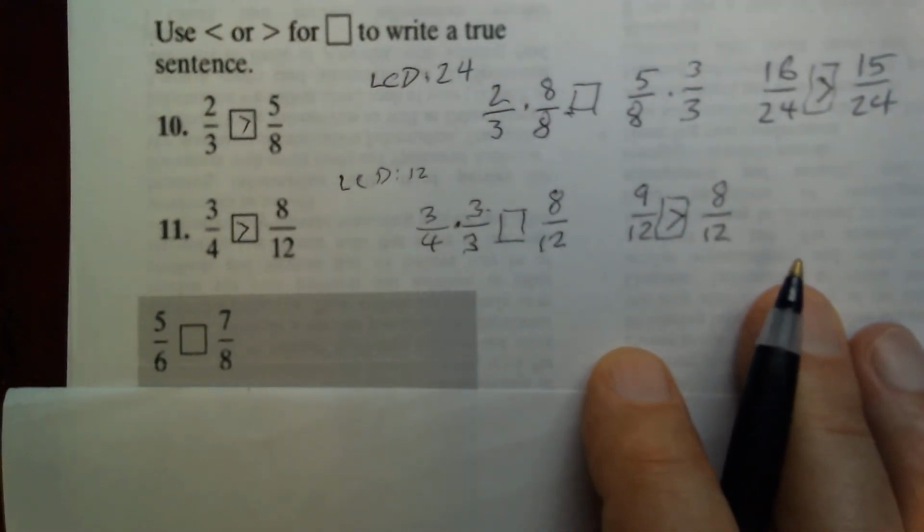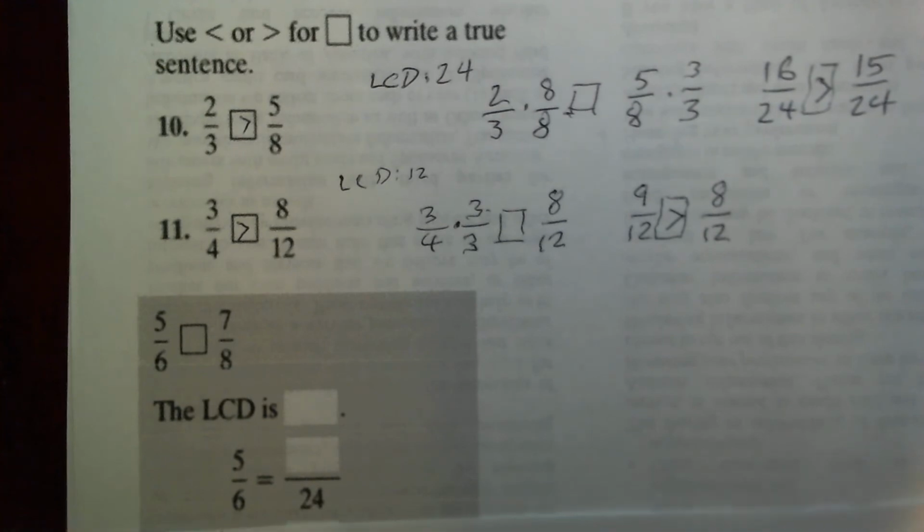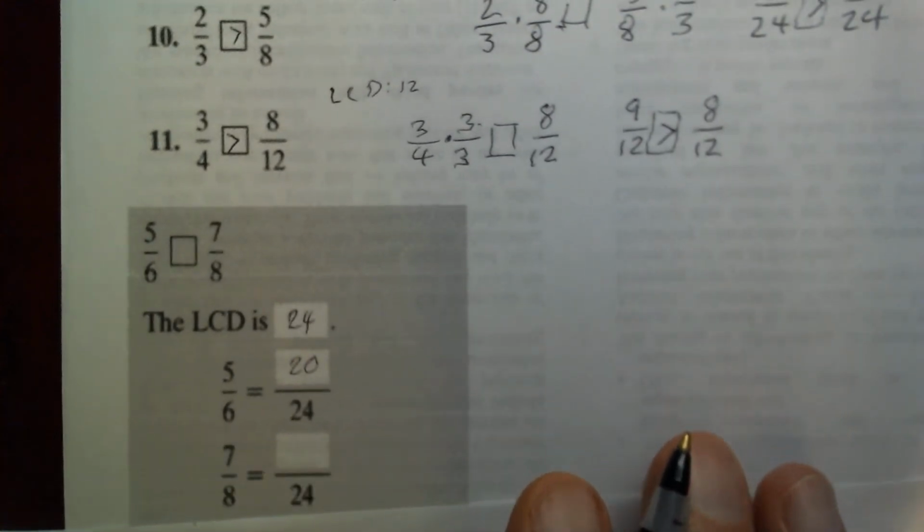And in a guided solution, 5/6 compared to 7/8, is it less than or greater than? So the LCD is 24. So we need to multiply the numerator and denominator by 4. So 4 times 6 is 24, and 5 times 4 is 20. And 7/8. We need to multiply 8 by 3 to get a 24, so we multiply 7 times 3, which is 21.